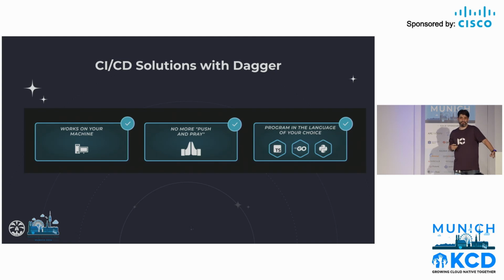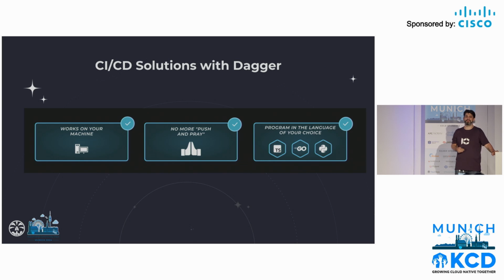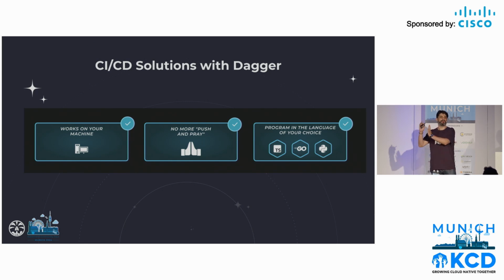And then the solution came as Dagger. So you can run Dagger on your local machine. That's probably the most important difference that Dagger brings, so that you have no more push and pray thingy. You know how it will work because you already tried it out on your local machine. It will work the same way on your pipeline.